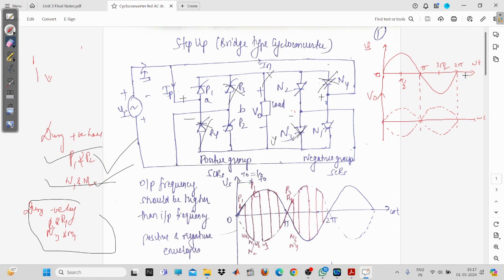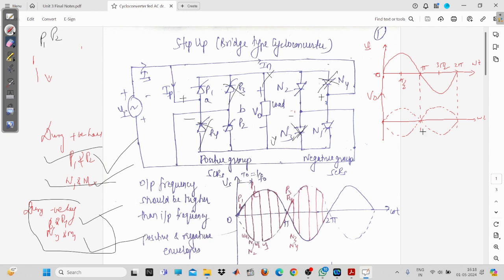Now, similarly, during a negative half, the same thing is going to repeat. Suppose you want a positive envelope, then give a pulse to P3 and P4. And if you want a negative envelope, then you will have to give a gate pulse to N3 and N4. So I think what we will do is, we will just give a gate pulse to P1 and P2.